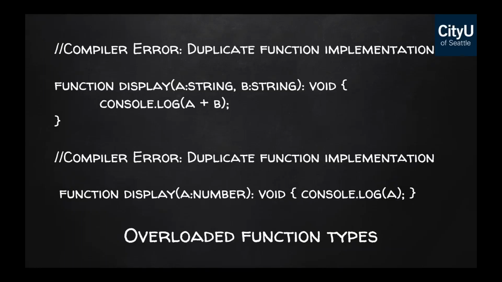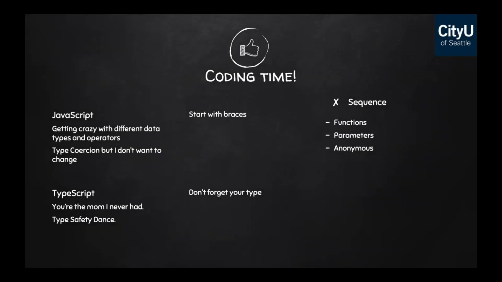Duplicate implementation: function display, void. Compiler error, duplicate function implementation. We can skip this, and that's done. Questions?